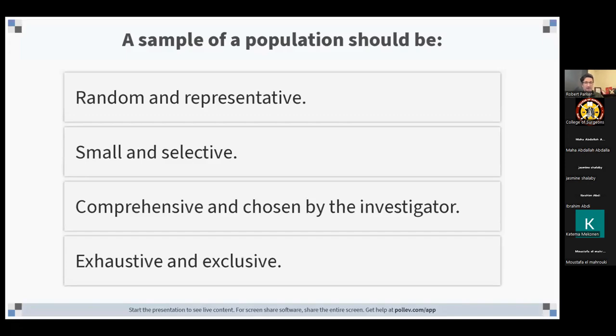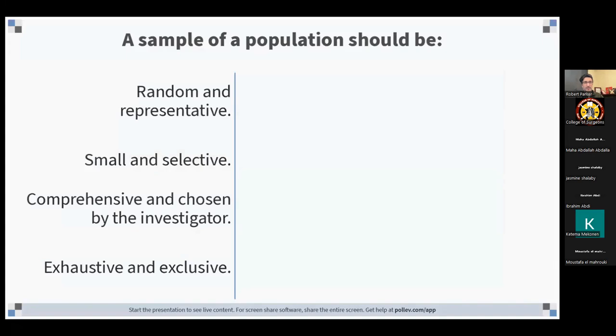Good. All right. And now it's locked, so we will see. Good. So most people said random and representative, which is how I would answer. A sample of a population needs to represent the population well. So the population is the whole group that you're trying to study. But so often it's really difficult to study an entire population. So we create a sample from that population.